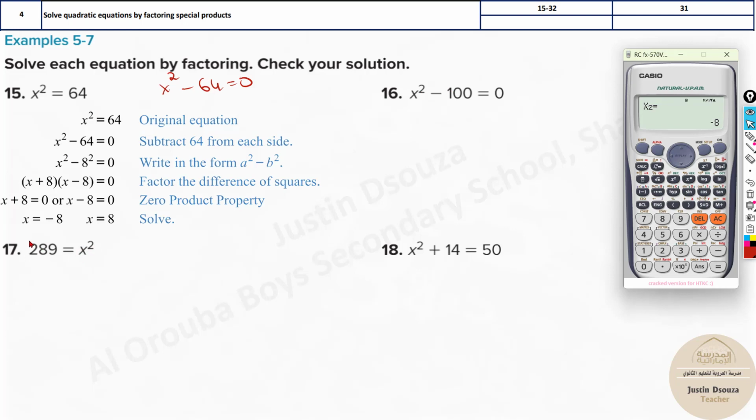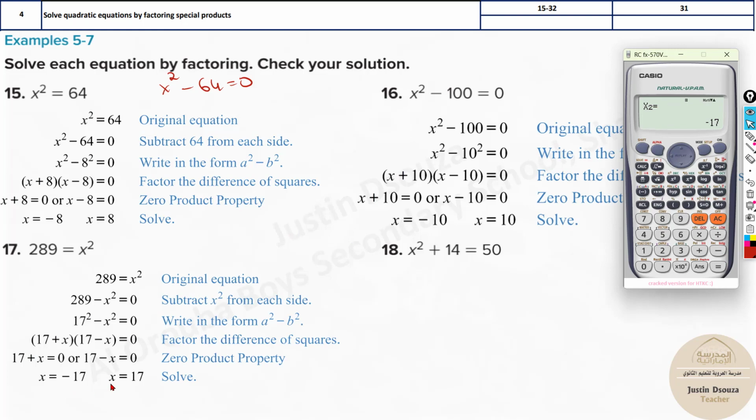But what if you have it like this? Take this to the other side. Now it would be 1, 0 and minus 289. The answer is 17 and minus 17. What if I take this x squared to the other side? It will be minus 1, 0, and lastly the number 289 will be positive. The answer will not change. It's 17 and minus 17, the same. However you rearrange, it's fine. Over here they have taken x squared to the other side. I initially took 289 to the other side. It'll be equal to 0, so it's fine.